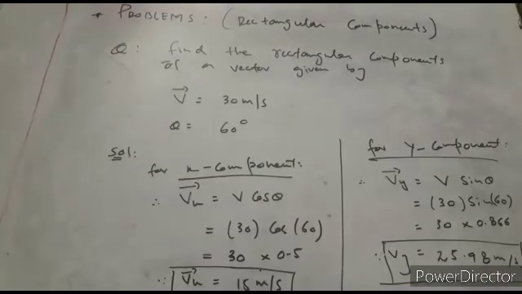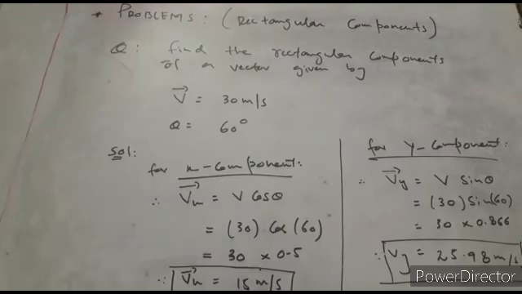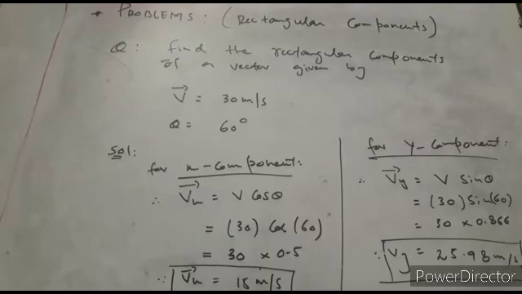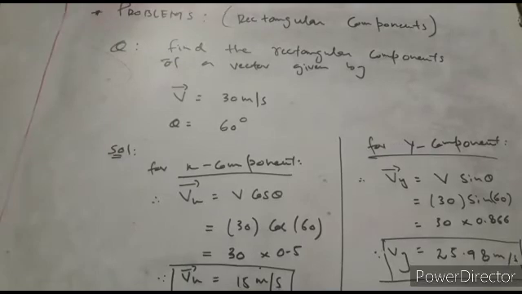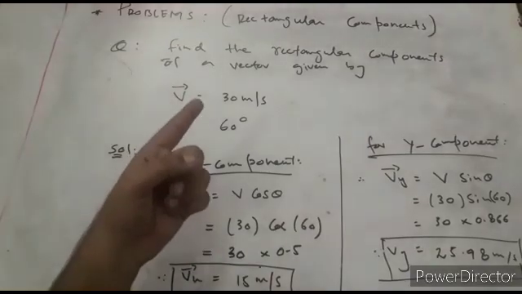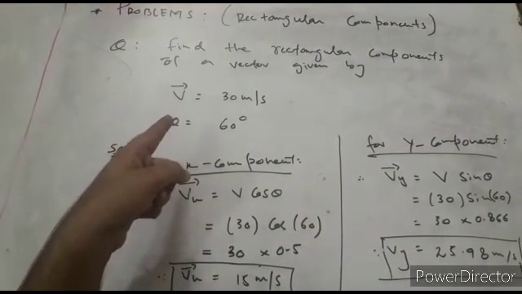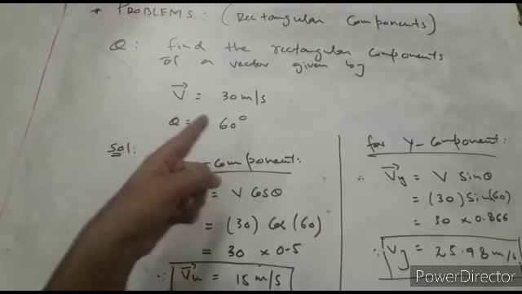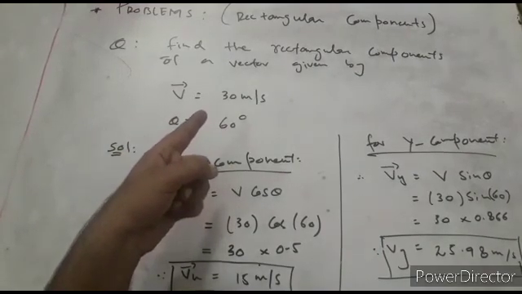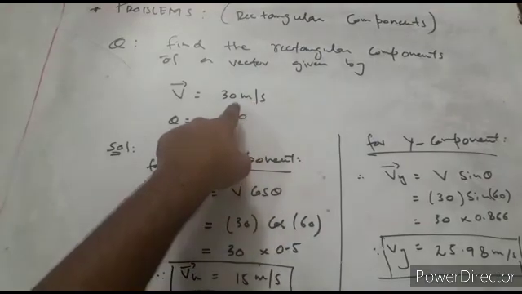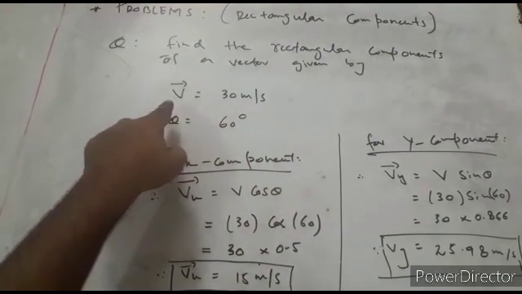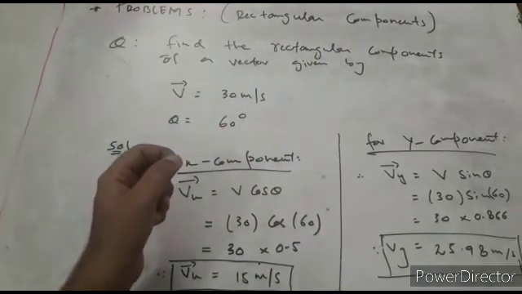Okay students, so this is the last question, and the topic is rectangular components. In this question we are given a vector along with its direction, and for direction we are given some angle. Here we have to find the rectangular components of a vector. This is a velocity vector, that's why it's represented by V, and its magnitude is 30 meters per second. The unit should be appropriate. If we are talking about velocity, then the unit should be meters per second.